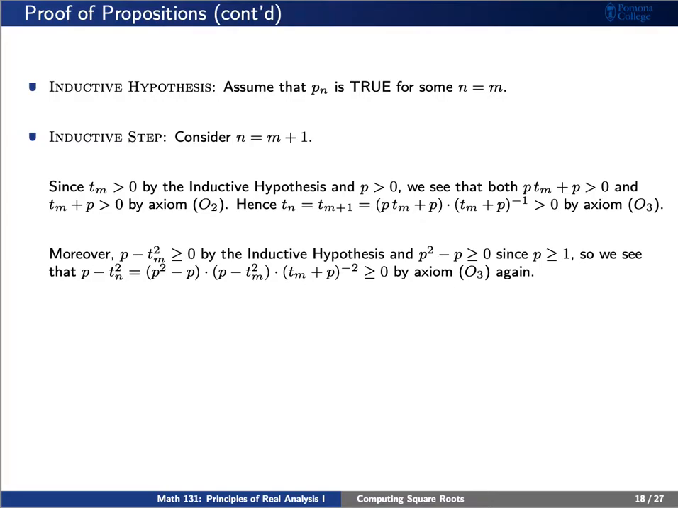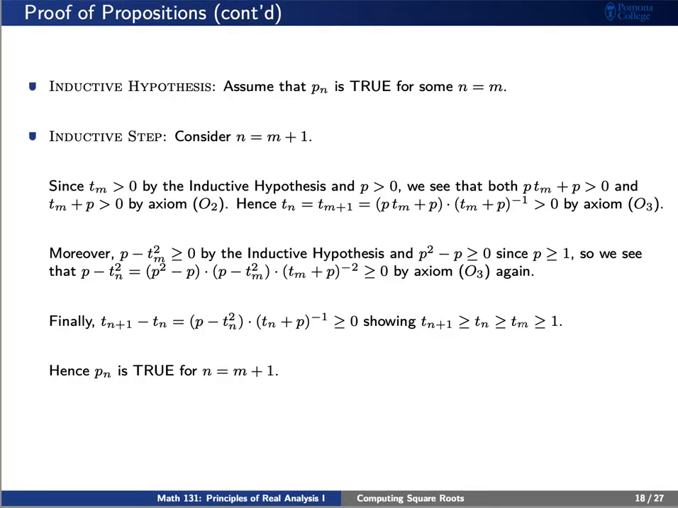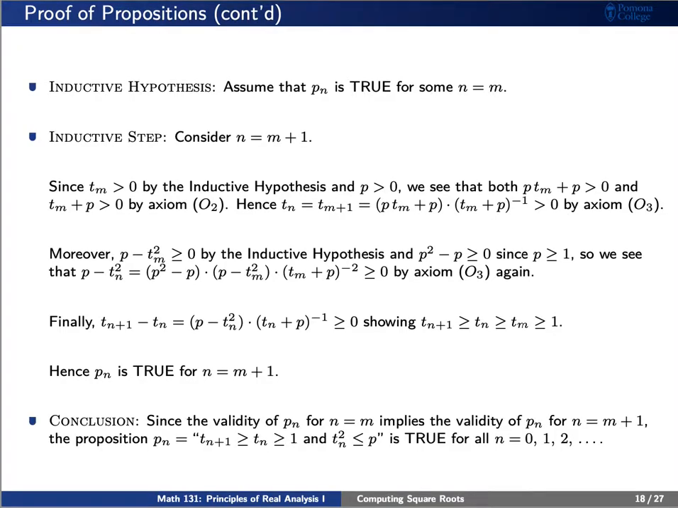Moreover, t sub m squared is less than or equal to p by our inductive hypothesis, so we see recursively that t sub n squared is going to be less than or equal to p. Again, recall that n is m plus 1. Finally, let's take a look at the difference of the consecutive terms, t sub n plus 1 minus t sub n. By using just some simple formulas, we see that this here is also positive. This actually shows that our proposition p sub n is true for n equals m plus 1. So we conclude that the statement must be true for all non-negative integers n.